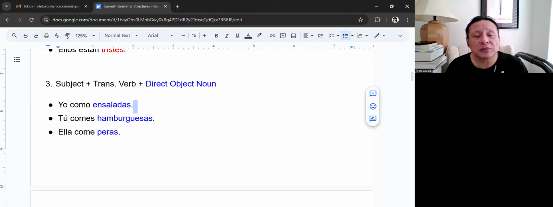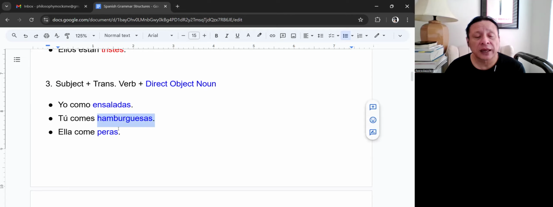This is a very common sentence pattern in English. We have the same sentence pattern for the same uses: subject, transitive verb, and then direct object. English is slightly different from Spanish, and we'll see that later. Okay, another example. Tú comes hamburguesas. Obviously, hamburguesas is hamburgers. So you eat hamburgers.